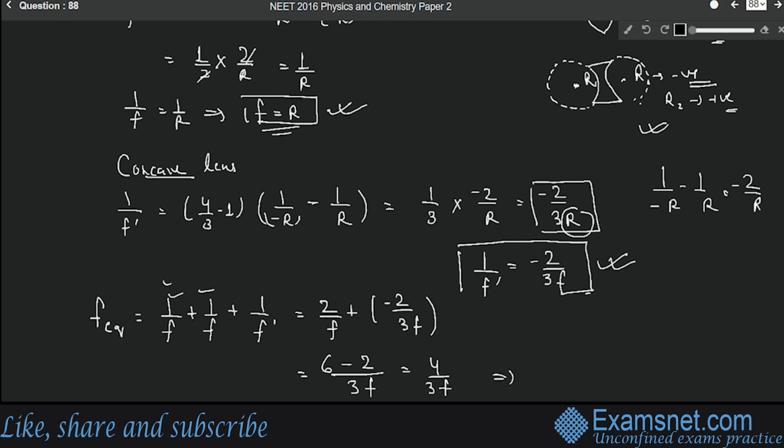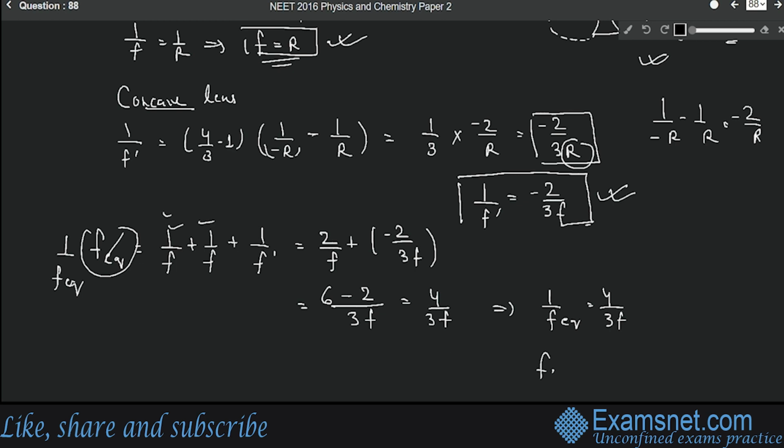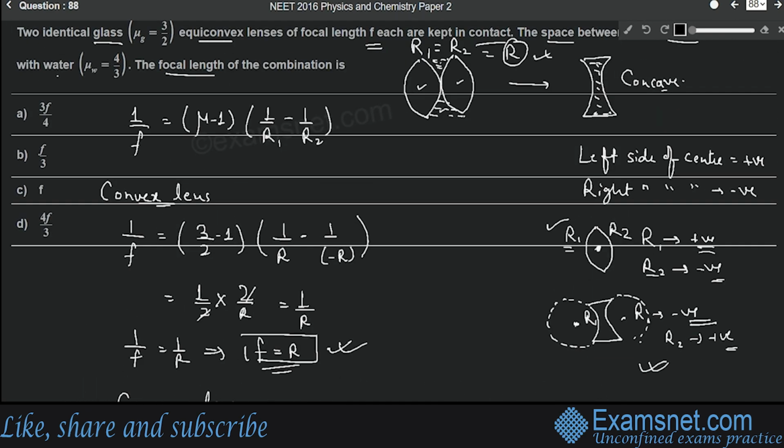Okay, this was 1 by f equivalent, which was equal to 1 by f plus 1 by f plus 1 by f dash. So 1 by f equivalent is equal to 4 by 3f, okay. So what will be the value of f equivalent? It will be 3f by 4, just the reciprocal. So the focal length of the combination will be 3f by 4, okay. So let's check the options. 3f by 4 in option number A we have this. So option A will be the correct answer.